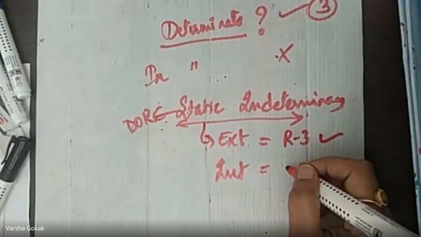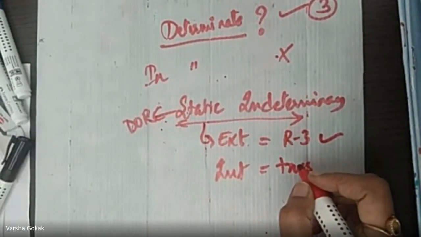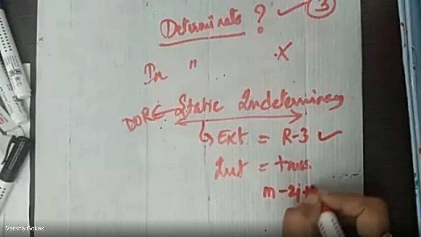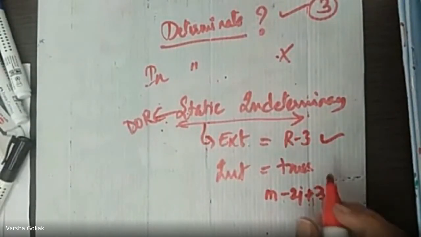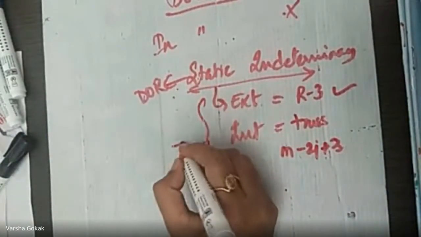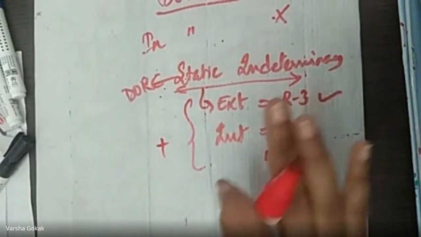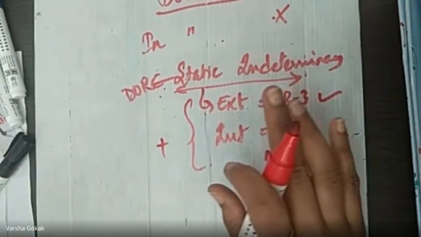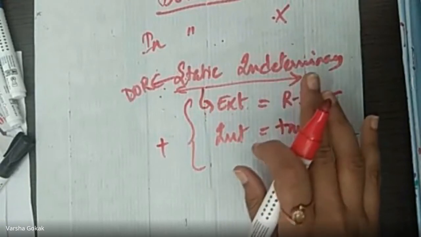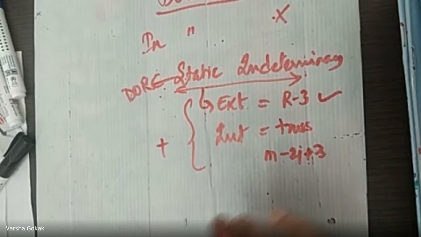Correct. And how do you find internal indeterminacy in case of trusses? M minus 2J plus 3. Correct. That gives you the internal indeterminacy. So total static indeterminacy would be external plus internal. You will be getting theory questions also for definitions. What is static indeterminacy? Like that. So you should know the definitions of all these things also. I will circulate the notes, not to worry.